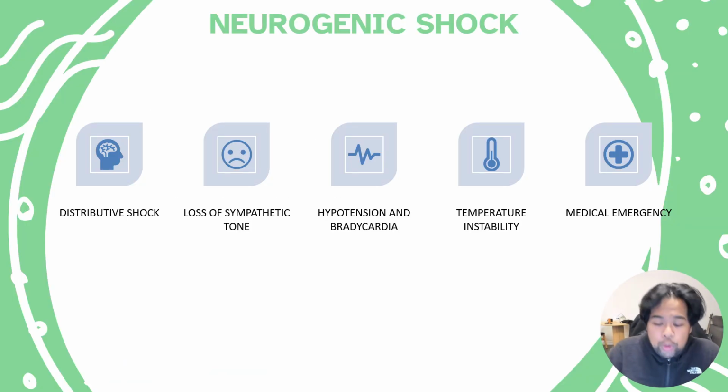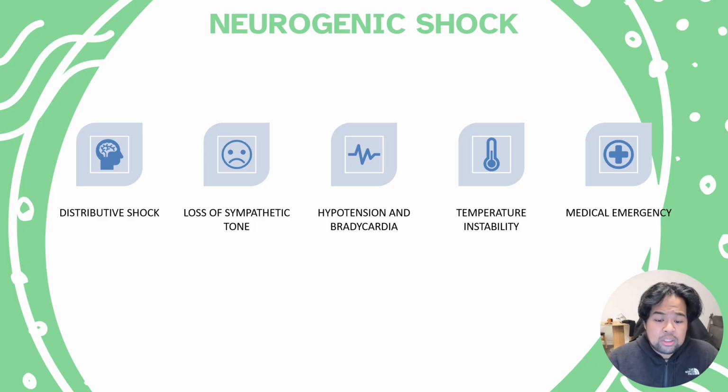Neurogenic shock. You are going to learn more about this in semester 9, but we are going to do an introduction for it. It is a distributive shock, meaning that they have adequate blood volume, but the blood vessels lose their ability to constrict. It leads to widespread vasodilation and also pooling of the blood in the periphery.